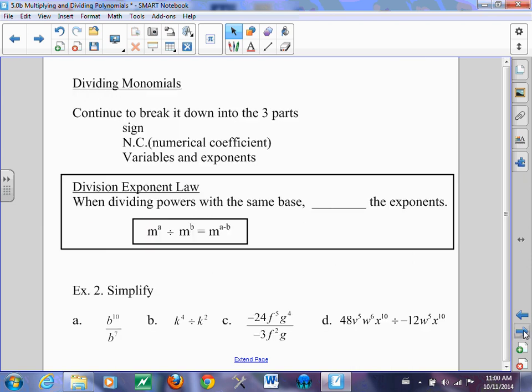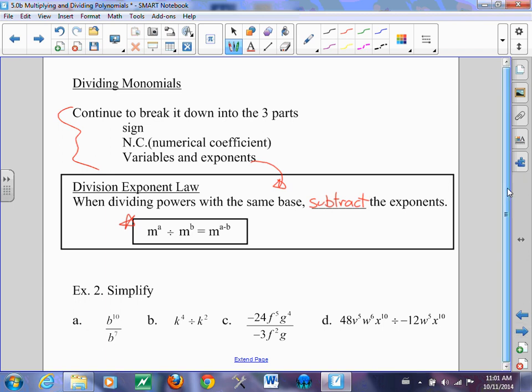All right, let's get into dividing monomials. Again, you may not need to write this down, but continue to break it into the sign, the numerical coefficients, which ignores the sign because we've already done that part, so just kind of like the number part, and then variable and exponents. But when we do exponent law for division, when dividing powers with the same base, we subtract the exponents. So m to the a divided by m to the b is m to the a minus b.